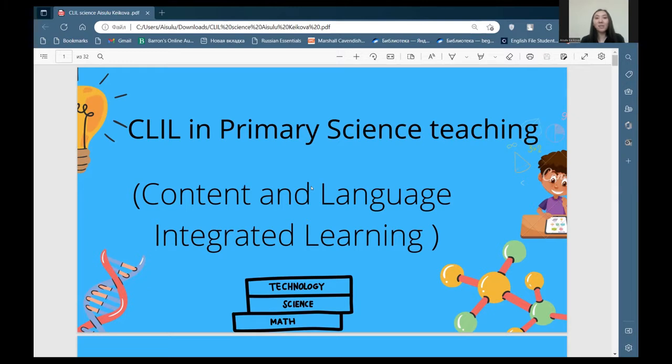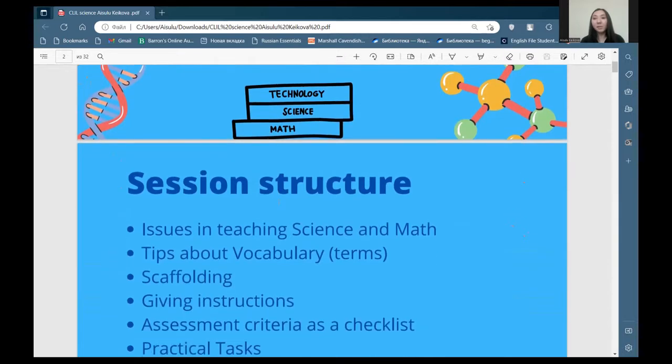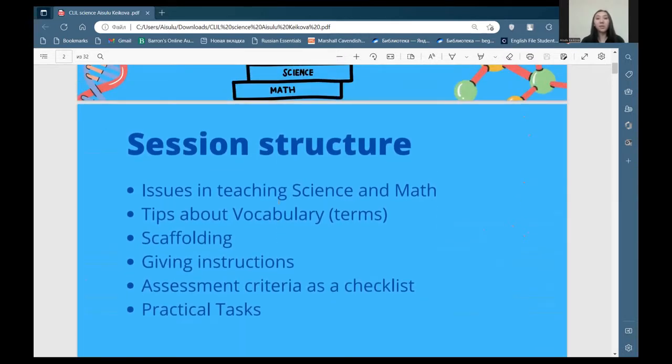Today we are going to talk about CLIL in primary science teaching. So what is CLIL? It is content and language integrated learning, when science or math or any other subject is taught in a foreign language for pupils especially. So we have to combine these two important things, the content and language, which can be a barrier for students. Today I'm going to talk about issues in teaching science in English, tips about vocabulary, what is the scaffolding method, giving instructions, assessment criteria, and practical tasks.